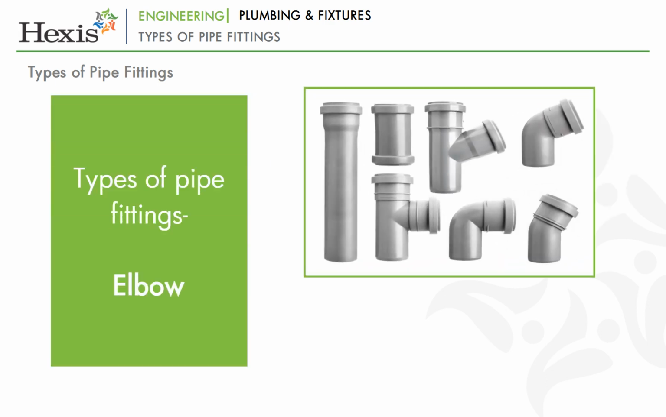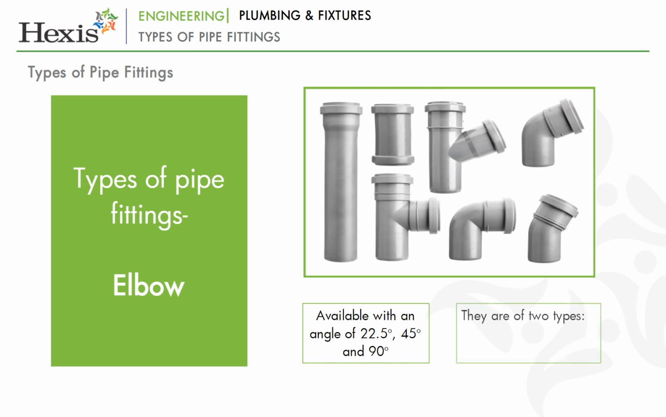Elbow. Elbow joints are used to change the direction of flow between two pipes and are generally available with an angle of 22.5 degree, 45 degree and 90 degree. They are made of different materials and are of two types. Normal elbow, which is used in case of same diameter pipes, and in other occasions, reducer elbows are used.